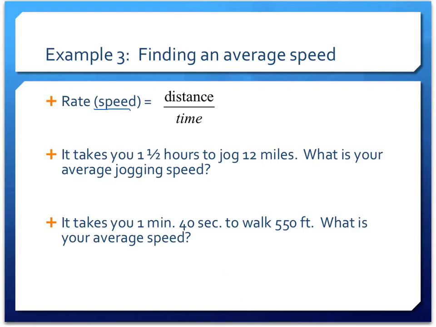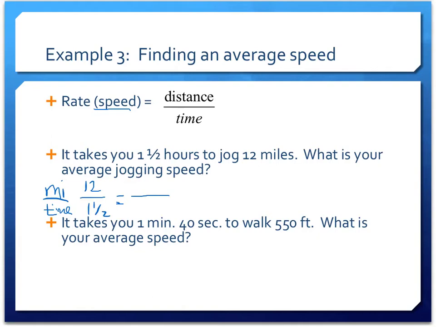But we can also talk about different examples, like the one we have where it takes you 1.5 hours to jog 12 miles. What is your average jogging speed? So again, we talk about speed as distance divided by time. So I'm going to write this as my distance, which is 12 miles. And I'm going to talk about miles versus time. And I can do that in 1.5 hours. And we want to know, what is my speed?